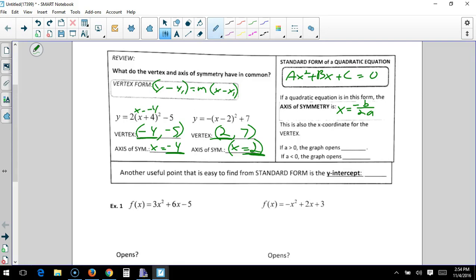If a is greater than 0, it opens up. It's positive. It's a smile. And if a is less than 0, a negative number, it opens down, like a frown. Another useful point that's easy to find from standard form is the y-intercept, which is c. So that's another point we can plot.